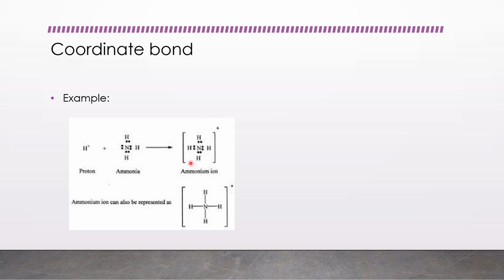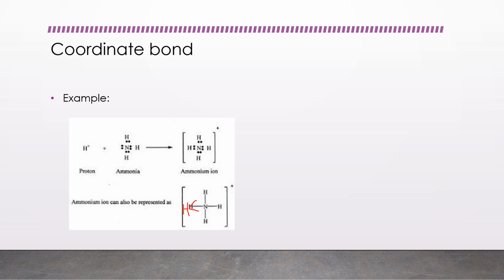The bond will be represented as an arrow mark. Let's wait, I will put the arrow. That bond is known as a coordinate bond.